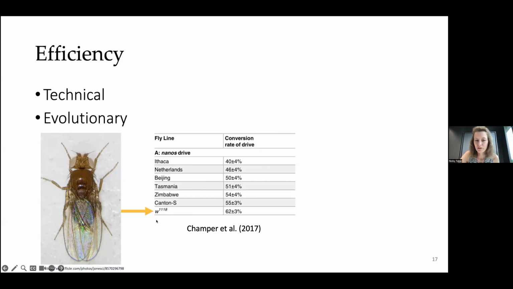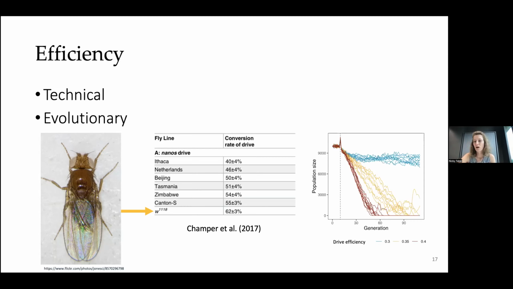But when people have tested a gene drive in these white-eye flies, which is this bottom row here, it's about 62% efficient. Never mind what that means exactly. But then when they have tested the gene drive in more genetically diverse populations of fruit fly from all over the world, you can see that this efficiency is already much lower. So 55, even 40. So this is a 10 to 20% reduction in efficiency in genetically diverse populations.